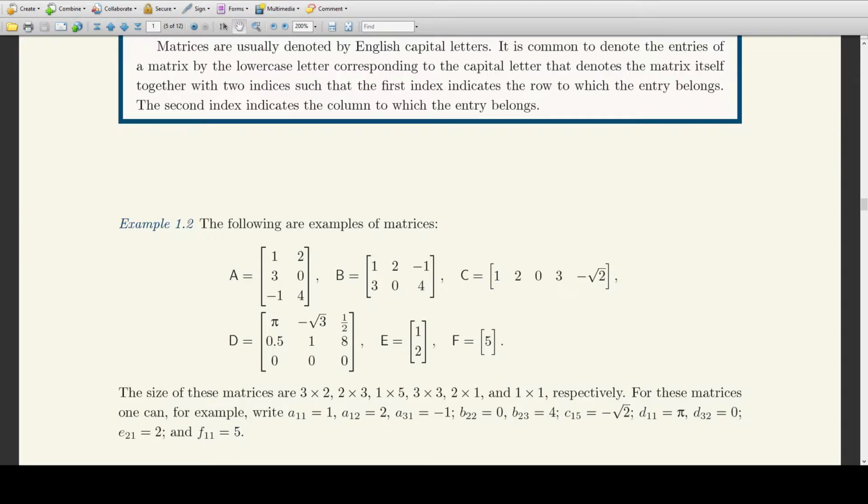What is this one? 3 by 3. What is this one? 2 by 1. And then this is 1 by 1. If you want to write it, it doesn't mean 3 times 2, it means 3 by 2, okay? And for example, if I ask you what is C15, it means you need to go to matrix C and read the entry on the first row, 5th column. The number is minus square root of 2. So these are the symbols and notations that you need to know. I don't think it needs explanation, it's very simple.